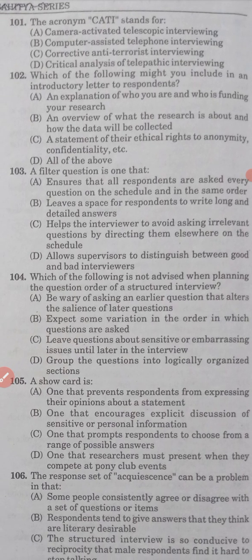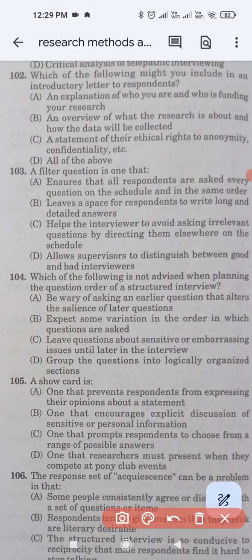Now question number 101. The acronym CATI stands for: option A, camera activated telephonic interviewing. Option B, computer assisted telephone interviewing. Option C, corrective anti-terrorist interviewing. And option D, critical analysis of the telepathic interviewing. So the correct answer of this one is option B.